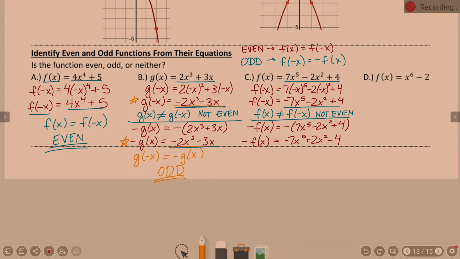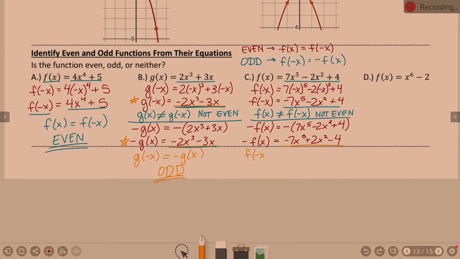What do we know now? Negative 7x to the fifth plus 2x squared minus 4. Does it equal negative 7x to the fifth minus 2x squared plus 4? No. Two of those three signs are wrong, aren't they? So we just now discovered that f of negative x does not equal negative f of x.